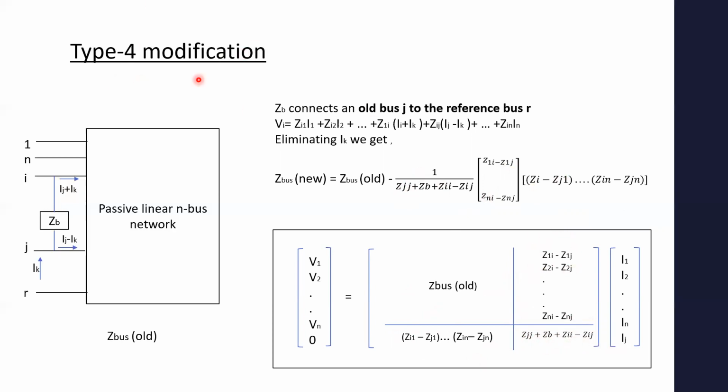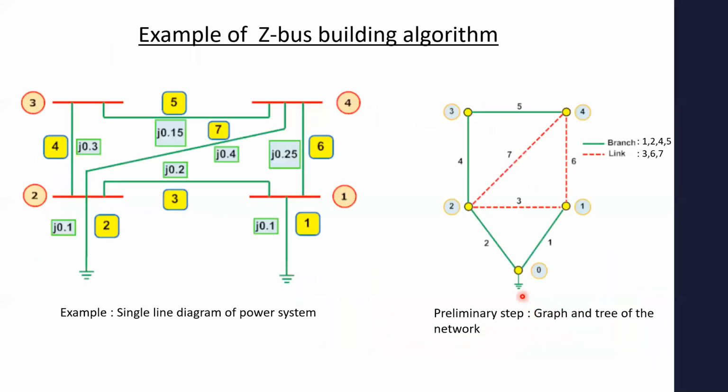This type 4 modification is basically the modification when a link is added between two existing buses. We will see what this statement means in the example further on. But when a link is added, this type of modification is performed, and further on, this row and this column are reduced to a matrix of the dimension of Z bus old. We'll see how. This is the example of a Z bus building algorithm.